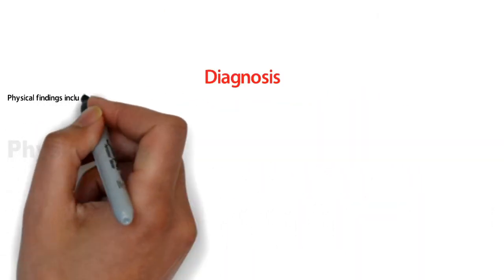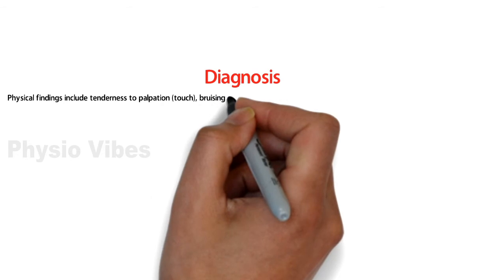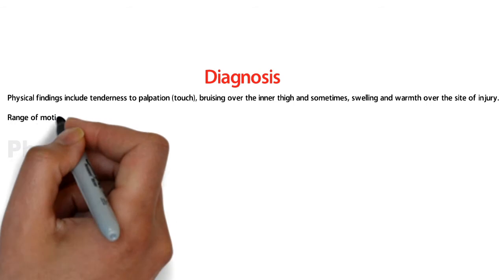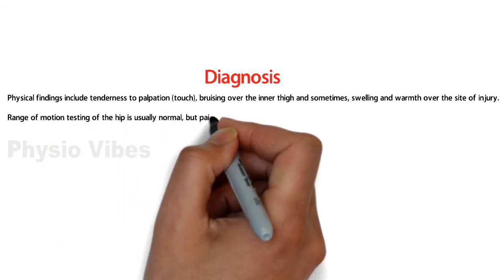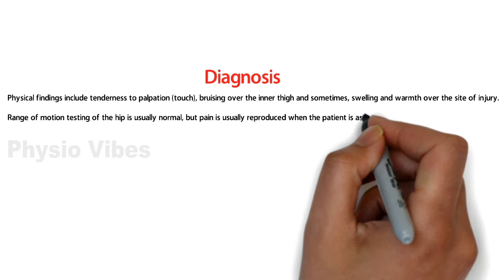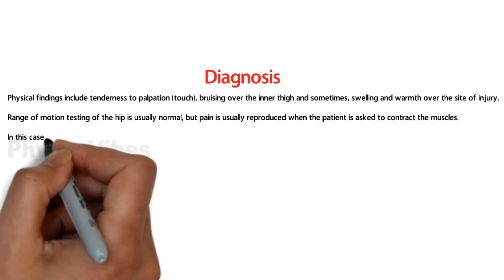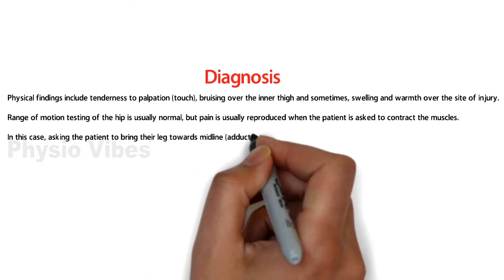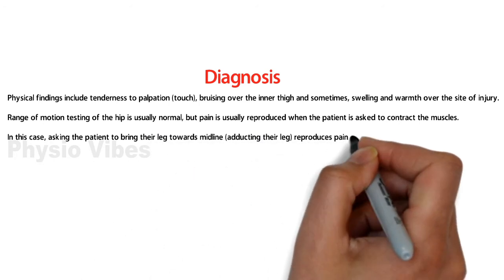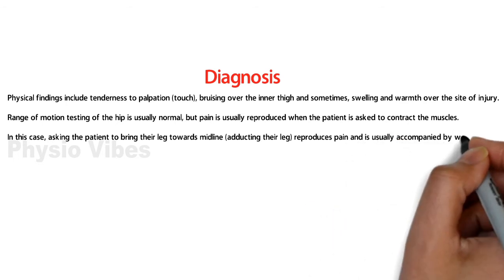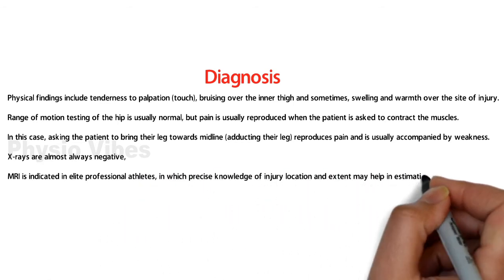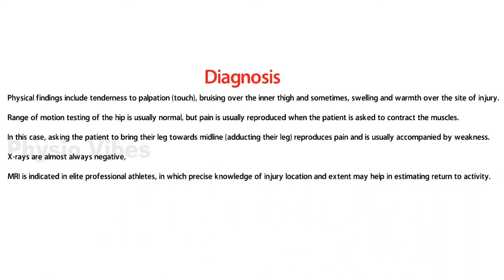Diagnosis. Physical findings include tenderness to palpation, bruising over the inner thigh and sometimes swelling and warmth over the site of injury. Range of motion testing of the hip is usually normal, but pain is usually reproduced when the patient is asked to contract the muscles. In this case, asking the patient to bring their leg towards midline, adducting their leg, reproduces pain and is usually accompanied by weakness. X-rays are almost always negative. MRI is indicated in elite professional athletes, in which precise knowledge of injury location and extent may help in estimating return to activity.